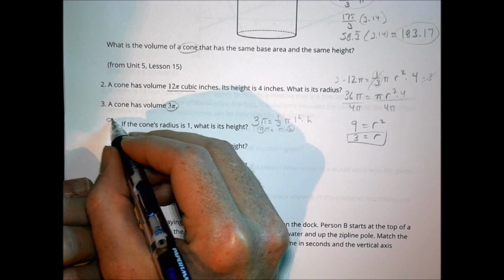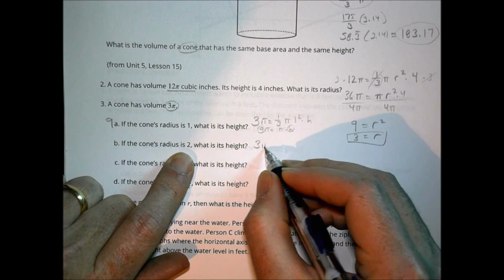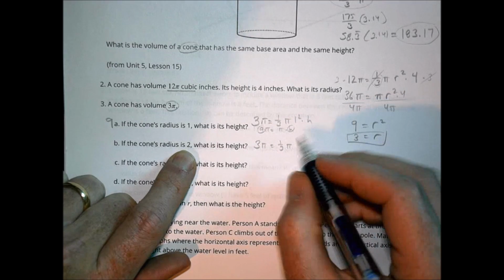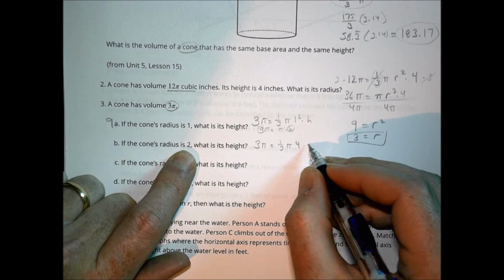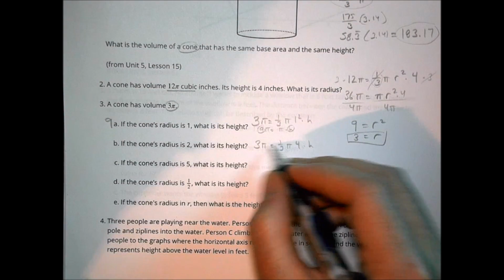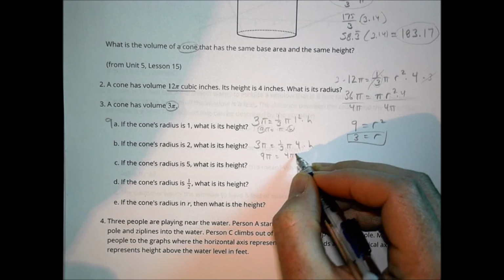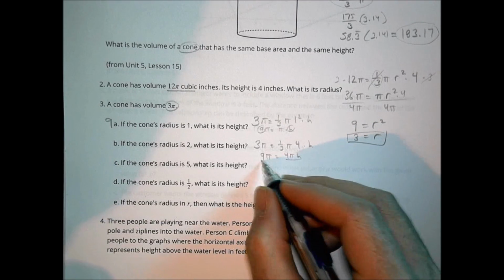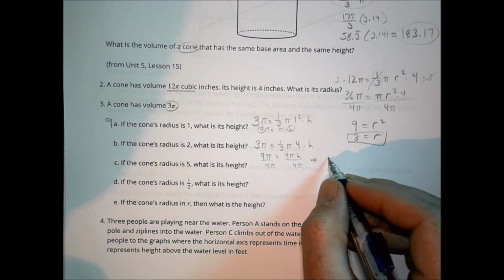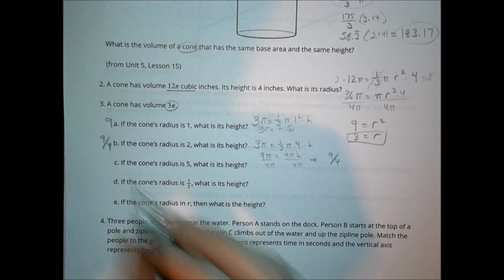Remember, letter A. Now for B, if the cone's radius is 2, we have 3 pi equals 1/3 pi, and because the radius is 2, that's going to be 4 times the height. Again, I multiply by 3 to make that 9 pi. So 9 pi equals 4 pi h. Divide both sides by 4 pi, and h is equal to 9/4 for B. Kind of weird, but it does work.